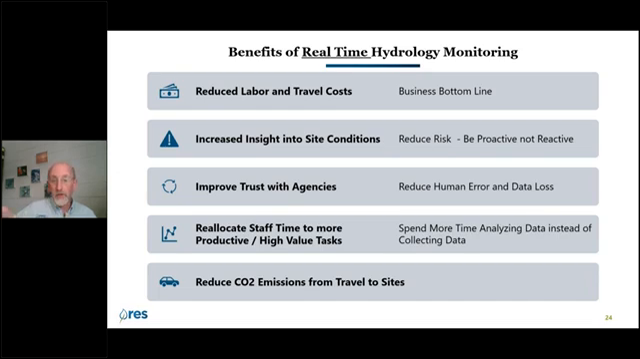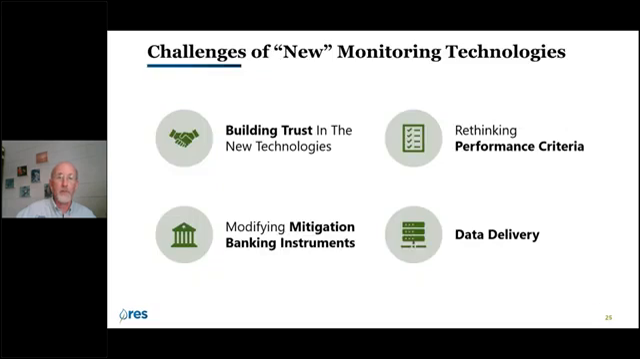We think it'll help improve trust with agencies because a lot of the human error and data loss is eliminated through this system. We can take that labor that was driving and walking around a site and now put it to more productive use, analyzing the data instead of just collecting it. I think that in itself will change how we look at this kind of mitigation data.